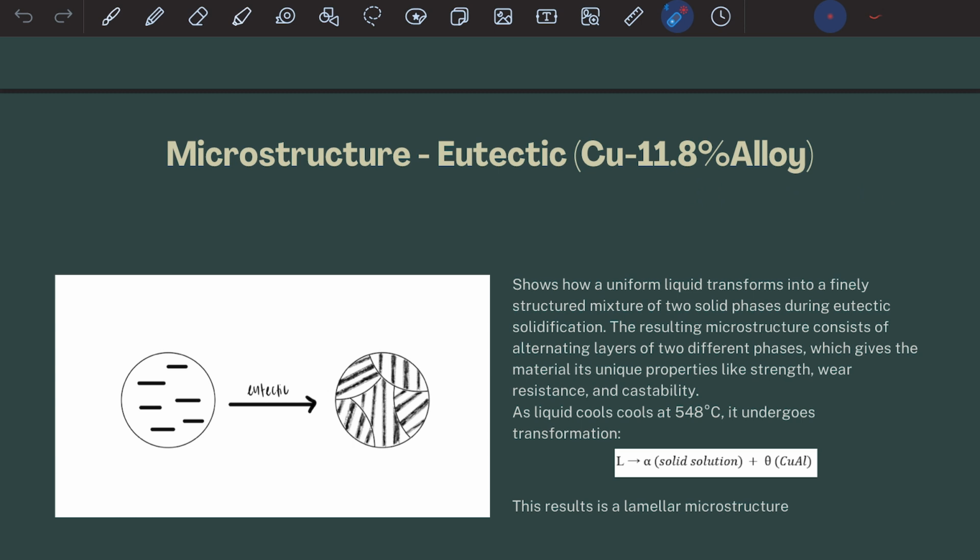This is the microstructure before, and this is after. This is how the microstructure will look after the eutectic process. And this will result in the lamellar microstructure. That's all about eutectic.